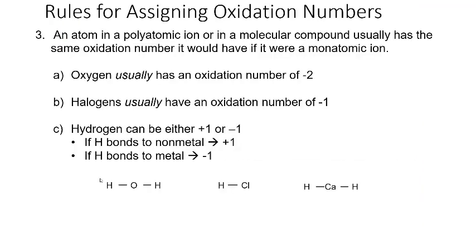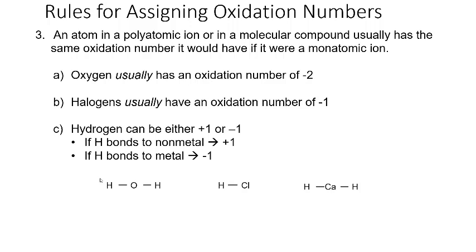Number 3, an atom in a polyatomic ion or in a molecular compound usually has the same oxidation number it would have as if it were a monatomic ion. So oxygen usually has an oxidation number of -2. Halogens, which is our group 7A, usually have an oxidation number of -1. Hydrogen can either be +1 or -1. The way we determine whether hydrogen is +1 or -1: if the hydrogen bonds to a nonmetal, it's going to be +1. If the hydrogen bonds to a metal, it's going to be -1.